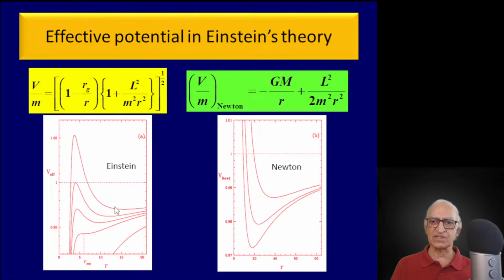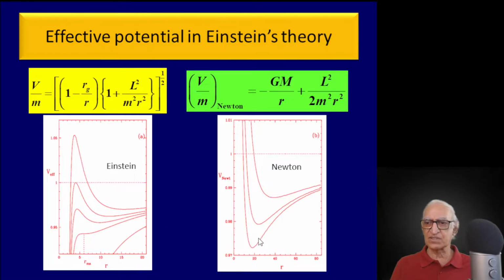The effective potential has a maximum. Secondly, the effective potential has a 1 over r cubed term. You notice there are two terms here: there is 1 over r here, 1 over r squared here. So if I multiply the two, I have 1 over r cubed. Therefore, this effective potential of Einstein, excuse me, these are various plots of a different angular momentum.